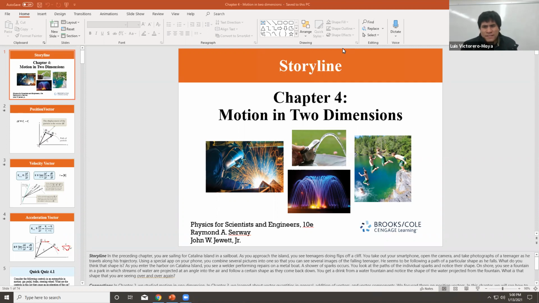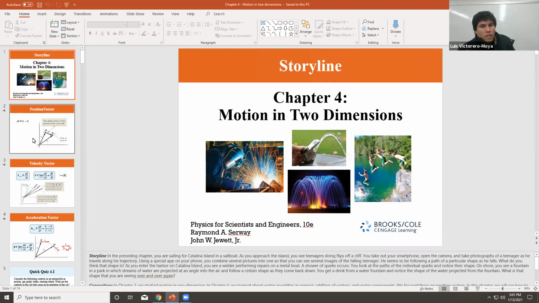The idea with this chapter is to continue the study of motion, but now focusing on 2 dimensions, of course, 2 dimensions, right? So one of the main goals is to study projectile motion. That's up until what I want to get today. All right. In the next video, I will do more problems on circular motion.